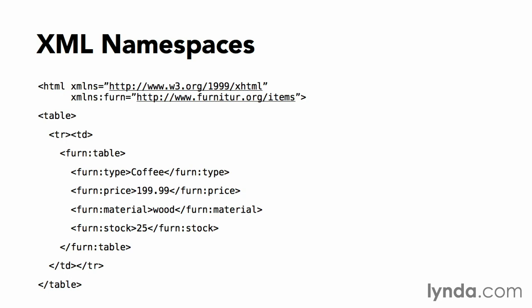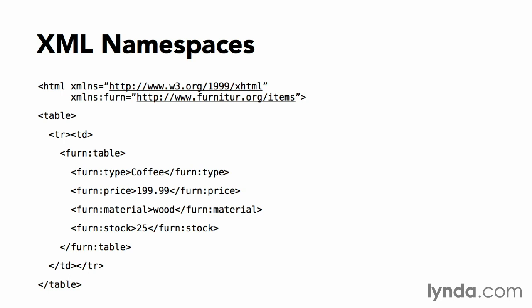Now, the first XMLNS definition, the one without the colon, is called the default namespace. Any tag that doesn't have a prefix in front of it is assumed to be in the default namespace. So here in the HTML document, if there's a tag that appears in HTML and there's no prefix, then the browser will just assume that that's part of the HTML definition. So here's how you would use this.